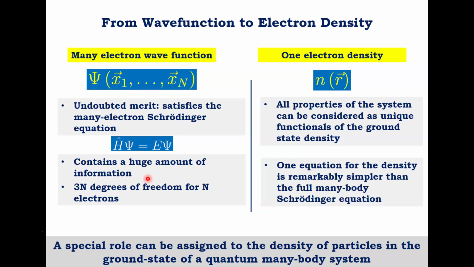On the other hand, in density functional theory, there is only one variable, which is called density. All the properties of the system can be considered as a unique functional of the ground state density, right? A unique functional. What is this functional? I will discuss that part later on. So only one equation of density is remarkably simpler than the full many-body Schrodinger-like equation. Okay, a special role can be assigned to the density of the particles in the ground state of the quantum many-body system. So let us try to discuss this density-based theory.